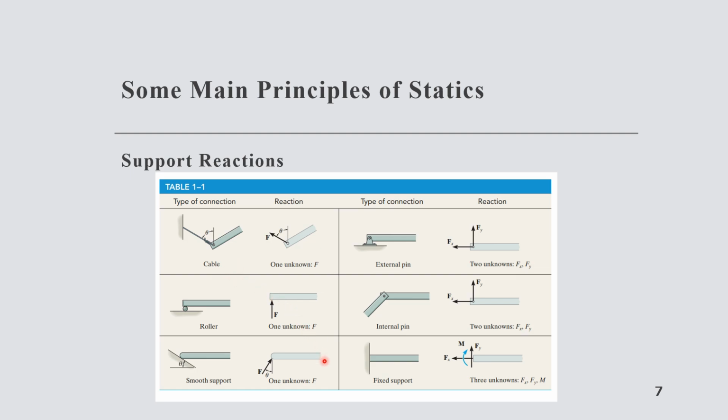For example, if a roller support is preventing translation in this vertical direction, then it must exert a vertical force on the beam at this point. Similarly, if this fixed support is resisting a horizontal translation, a vertical translation, and a rotation, then it must exert three types of reactions: a horizontal force, a vertical force, and a moment. The same goes for this internal pin. You know that a pin cannot support a moment, so this pin can only prevent horizontal and vertical motion, and thus these two types of forces will be developed at this pin location.